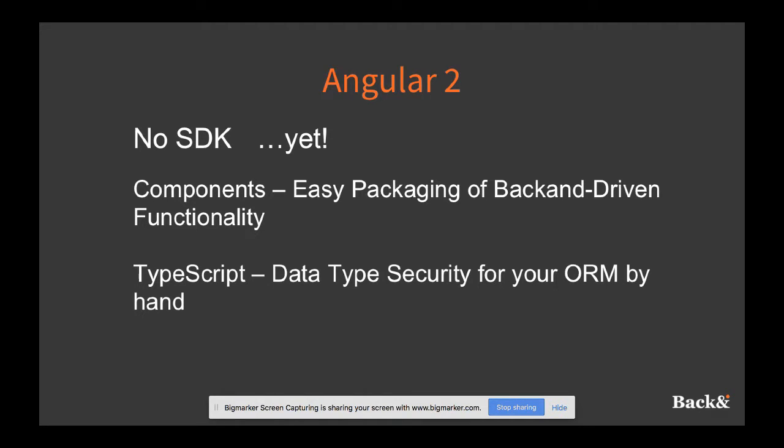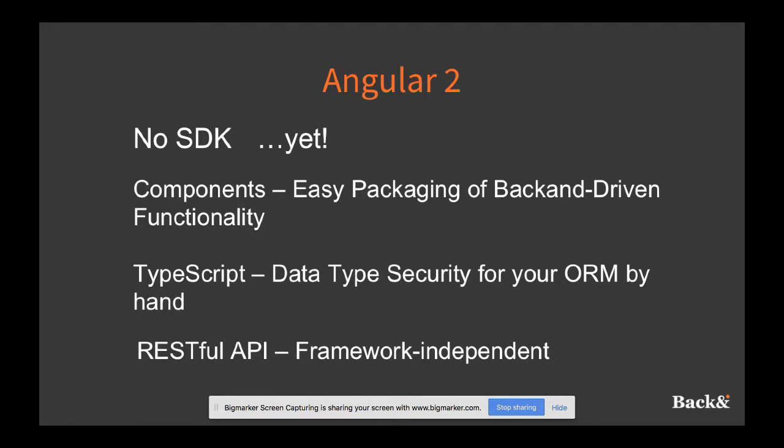Again, TypeScript can be used to enforce data type security for your object relational model by hand. In the future, we're going to add automated support for that, and I'll get to that in just a moment. Again, backend offers a RESTful API built on top of your data model, and that RESTful API simply needs the correct authentication headers to communicate, so you can really connect with backend from any web framework.